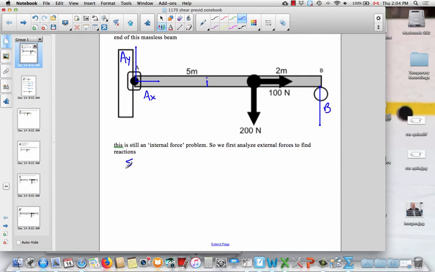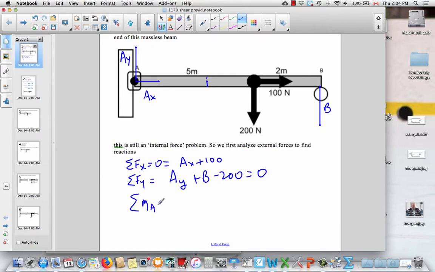Okay, well, the conditions for equilibrium, the sum of the X forces has to be 0 because it's in equilibrium, so we've got positive AX and positive 100, so clearly we know AX is simply going to be to the left, 100. Summing Y forces, we've got upwards AY, upwards B, and downwards 200. So that can't be solved, so we need a moment equation.